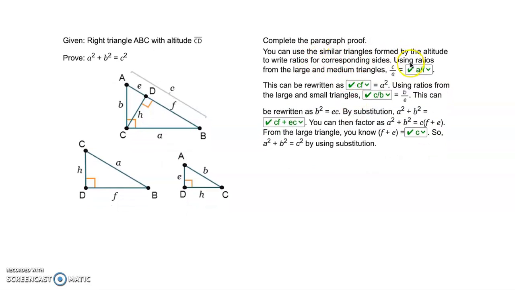If we were going to prove this, this is just walking it through. It's saying you can use this proof. If you want to walk through this, pause the video and take a look at this. Make sure you understand. This is how you can prove the right triangle a squared plus b squared equals c squared, using similar triangles formed by an altitude and ratios.